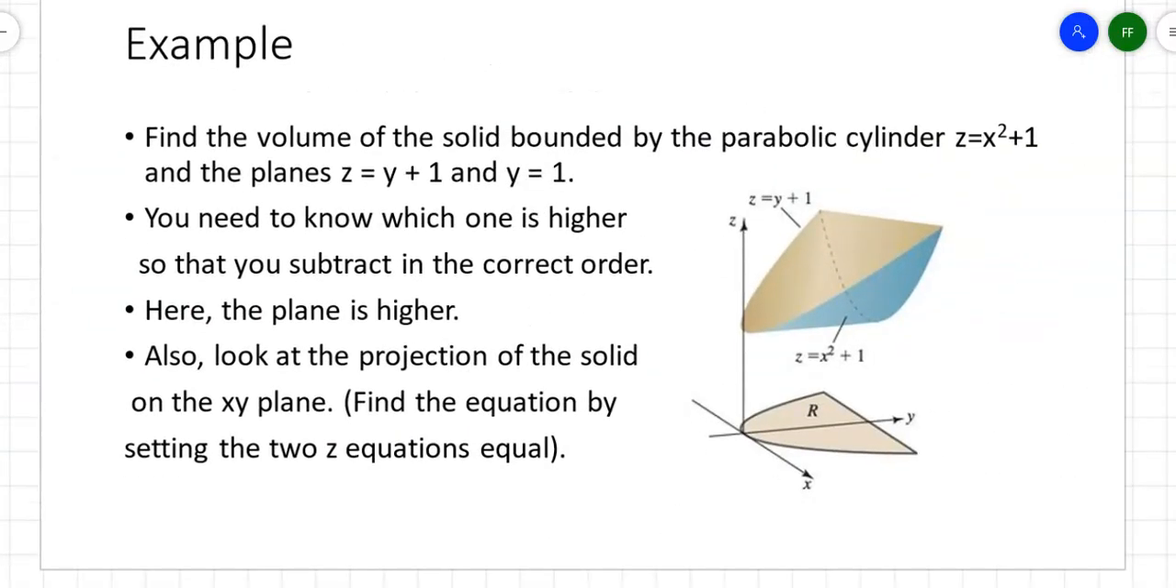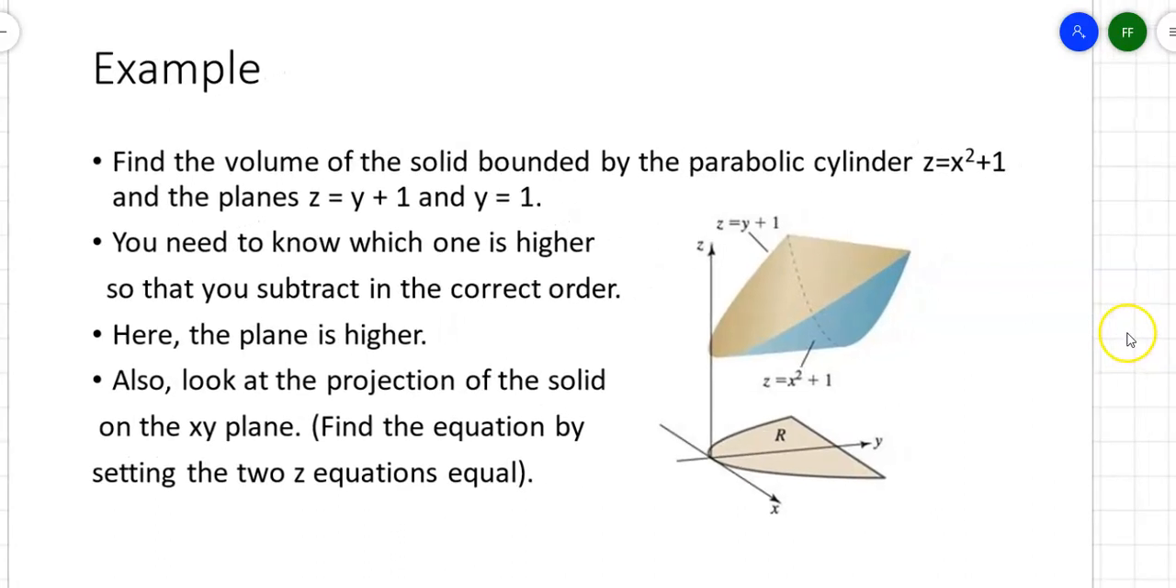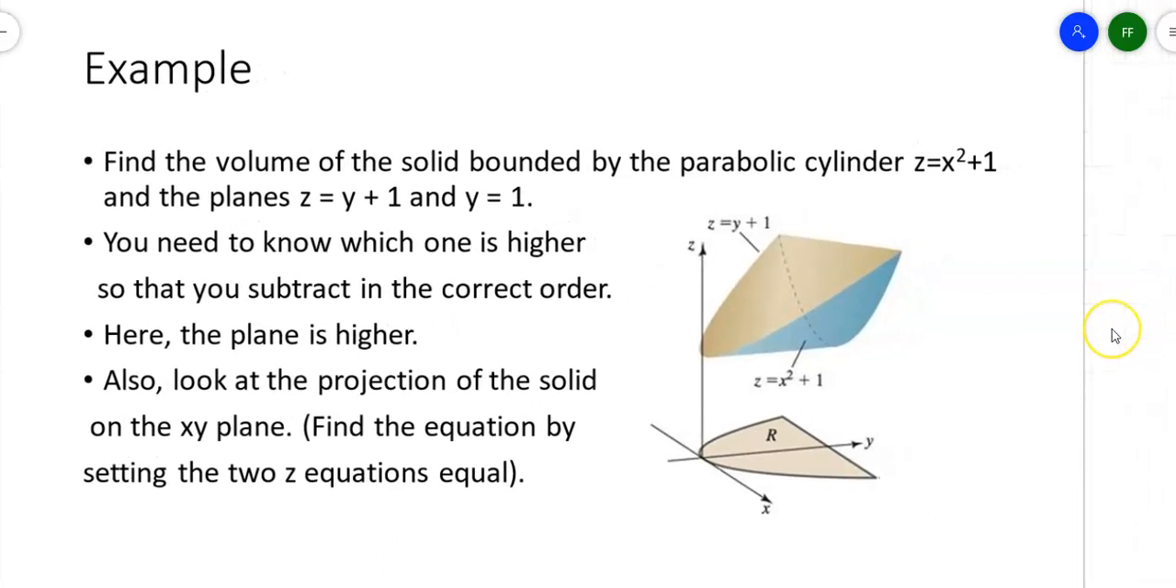All right, let's try one, and then that'll be the end for this section. I've got these two solids. Volume of a solid bounded by a parabolic cylinder, the x squared plus 1, and a plane, z equals y plus 1, and the plane y equals 1. So the plane y equals 1 is on this side here.